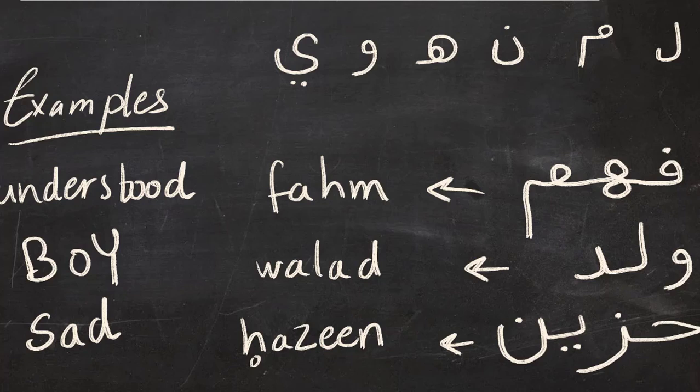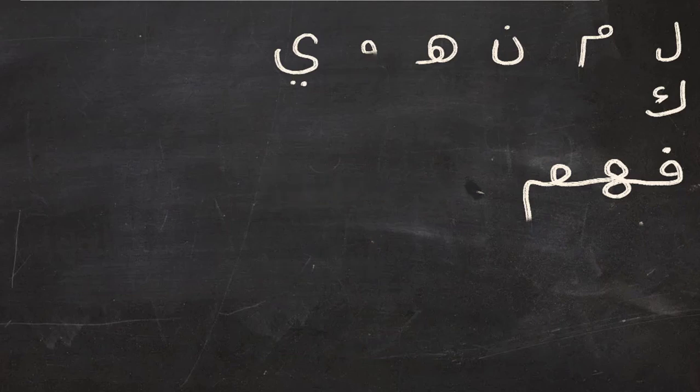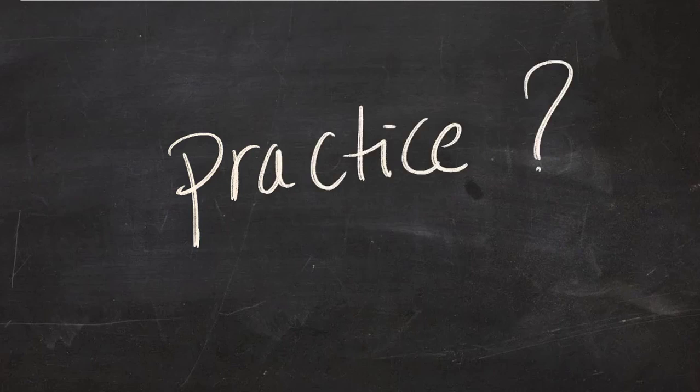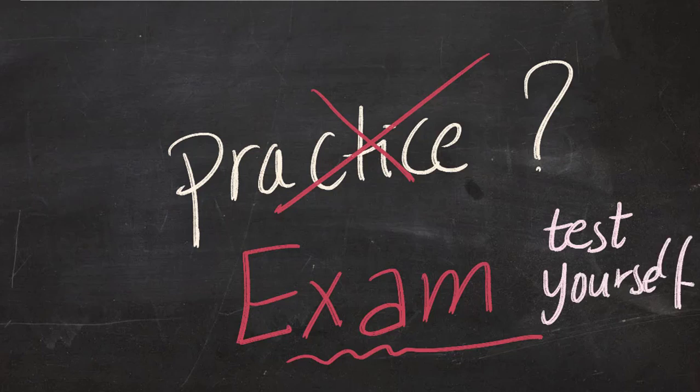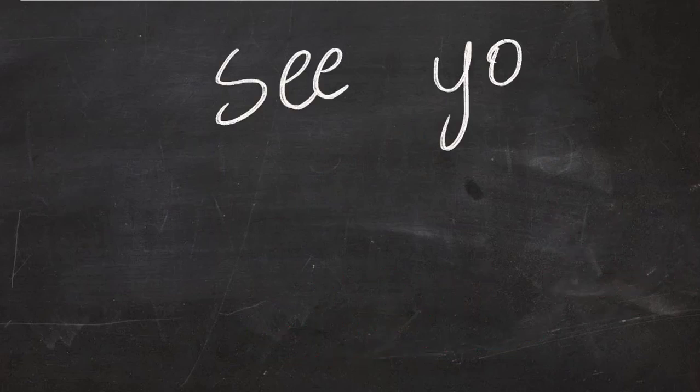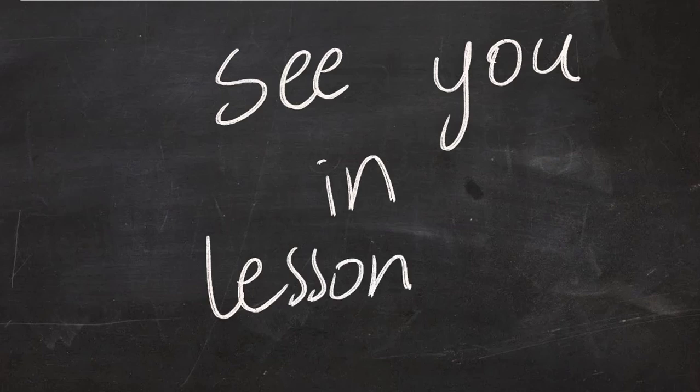Now, the letter that I was missing was kaf. Pay attention. You should be able to recognize all letters by now and their positions. So, is it time for some practice as we're used to? Actually not. We're not going to have any practice this time because next lesson, you're going to have an exam to test yourself and see how well you can manage the 28 letters of the alphabet. So next time, there is an exam that is going to test you in the Arabic alphabet.